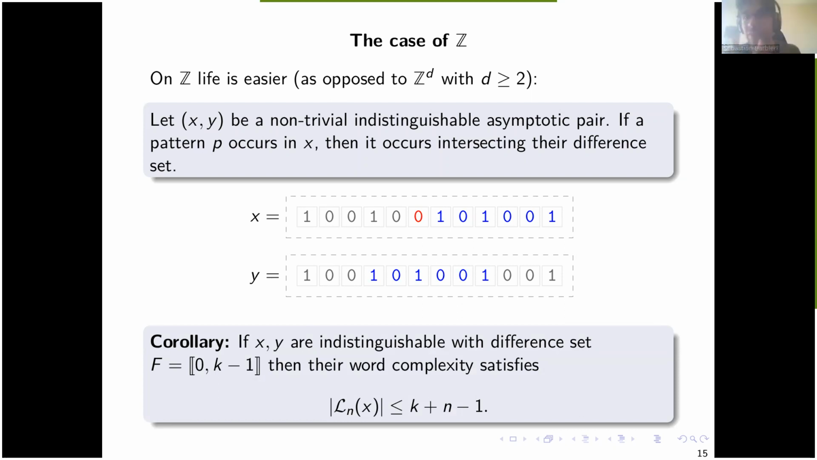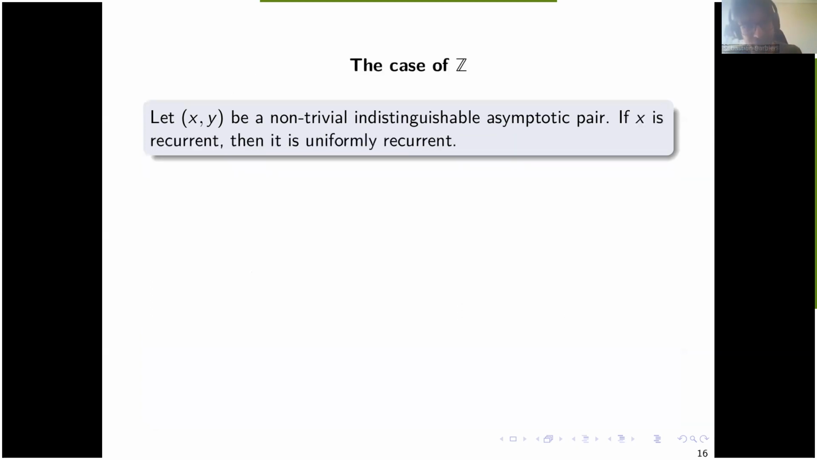If all patterns of length n that occur in these configurations intersect the difference set, well, then that means that I have at most k plus n minus 1, where k is the length of the difference set if I look at it as an interval, right? So this gives me a very strong complexity restriction. Of course, what you're thinking now is take f equals 2, which is the smallest one, and then you get that the complexity is bounded by n plus 1. So it's starting to resemble a lot Sturmian configurations.